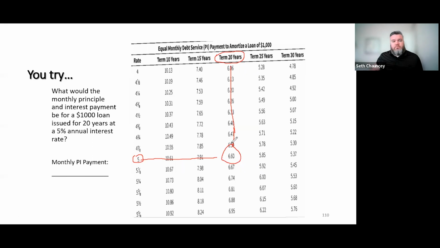$6.60. You agree? Because we just asked about $1,000, and so that's what this chart's built off of. So if we were to figure out how much I had to pay each month for 1,000, that's it. $6.60 each month to fully amortize $1,000 over the life of the loan.